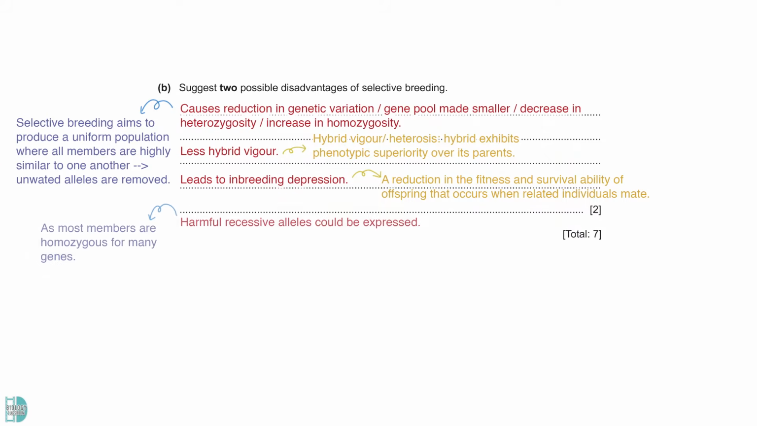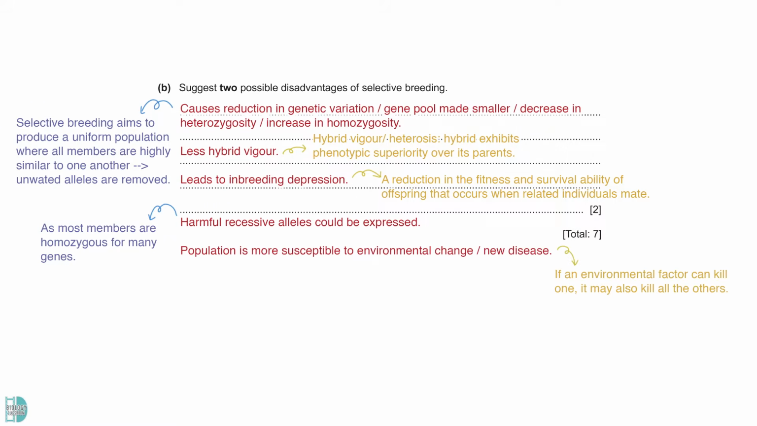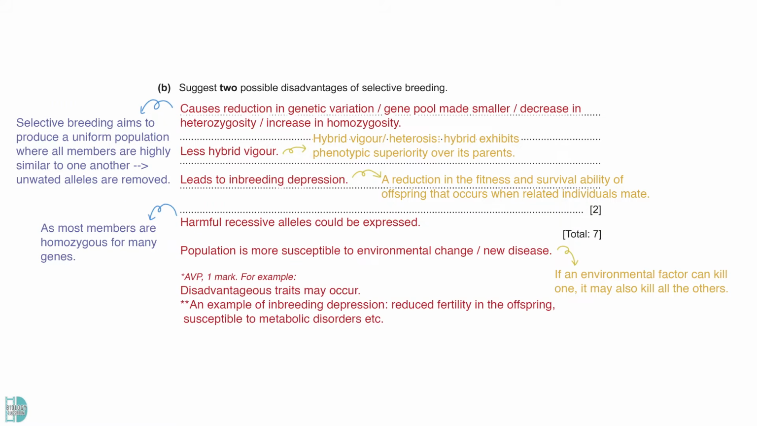When most members are homozygous for many genes, harmful recessive alleles have a higher chance of being expressed. The population is more susceptible to environmental change and new diseases, as all members have similar characteristics. If an environmental factor can kill one, it may also kill the others. There is a mark for AVP. You can provide an example of the consequence of inbreeding depression.